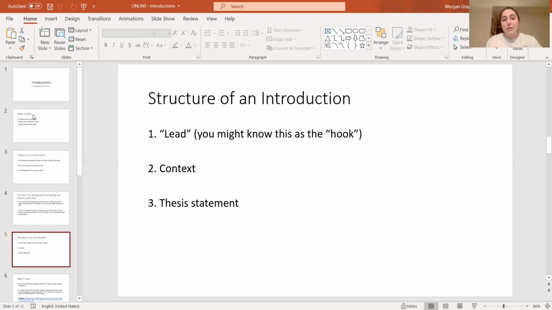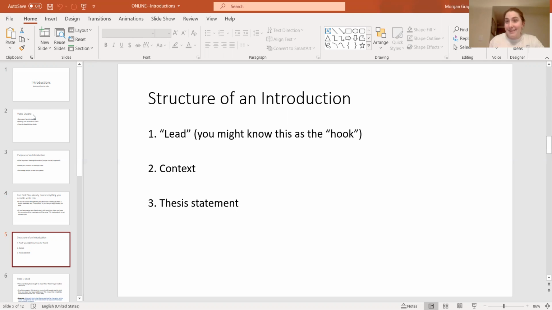Your introduction starts with a lead. You might have been taught in high school or your intro composition courses in college to call this a hook, right? Something to grab your reader and bring them in. I called it a lead, and you'll see why in a minute. This is 1 sentence, maybe 2 maximum.